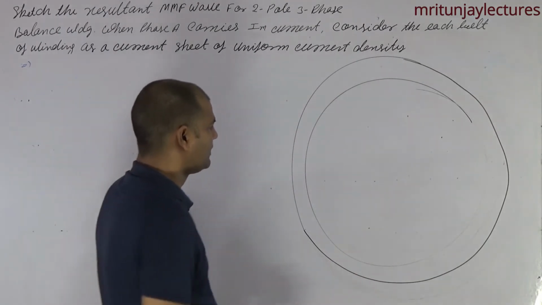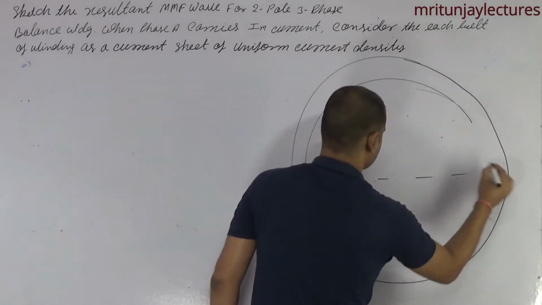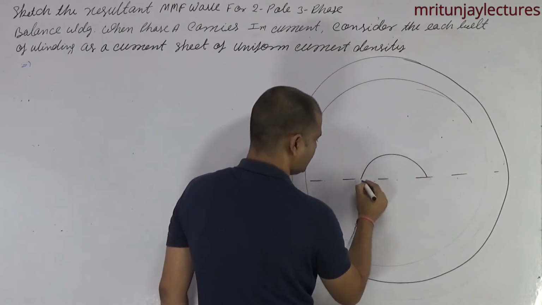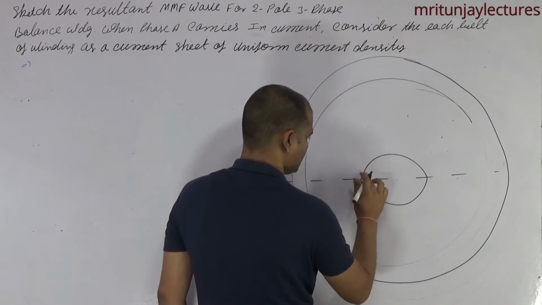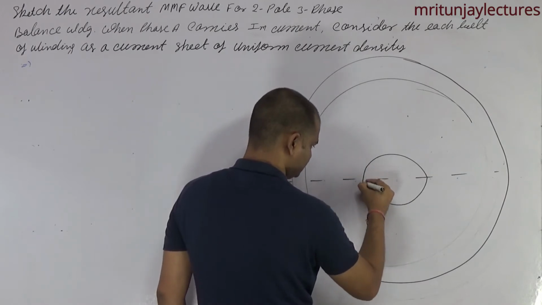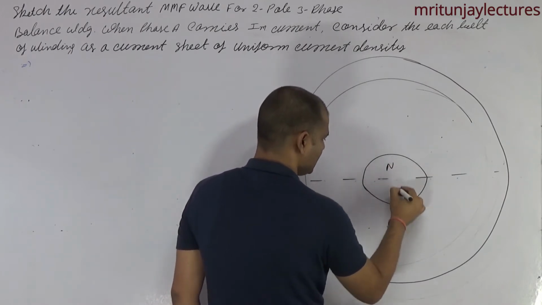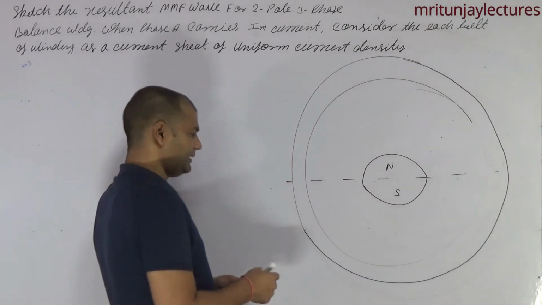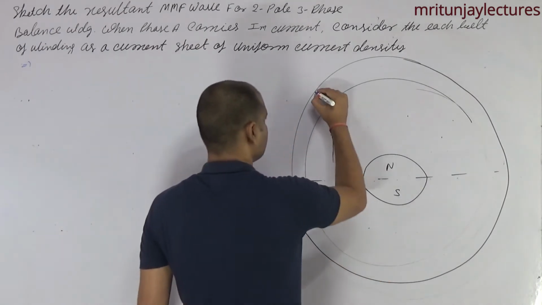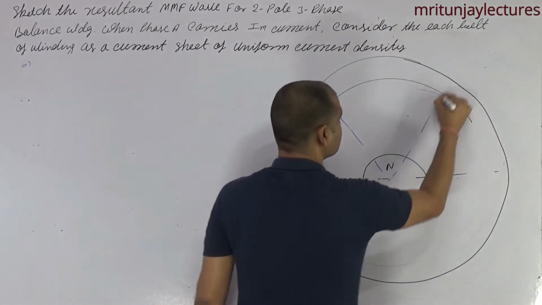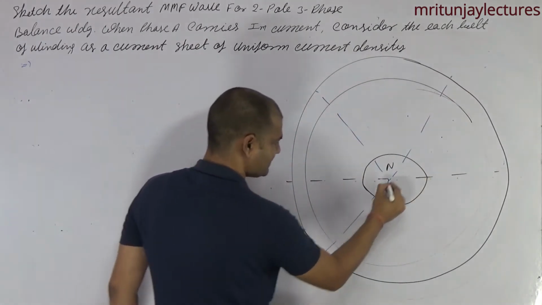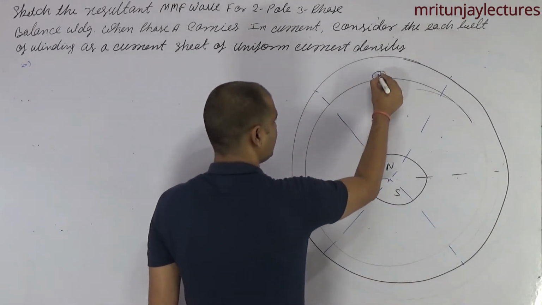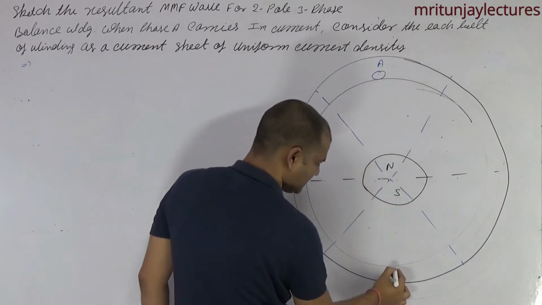And this one is the rotor. Here is the north pole and that is the south pole, a two pole machine like this one, and three phase. If this is A, that is A dash.